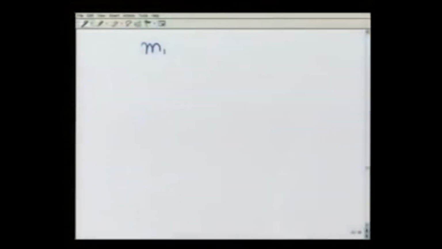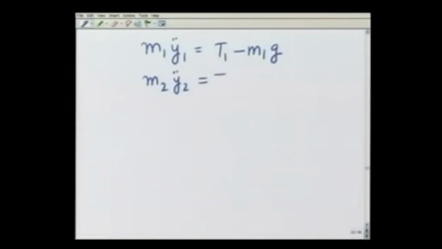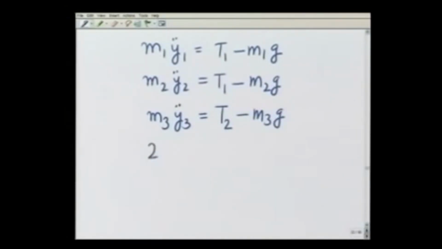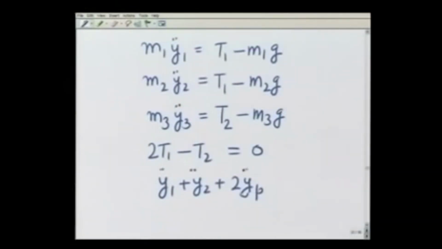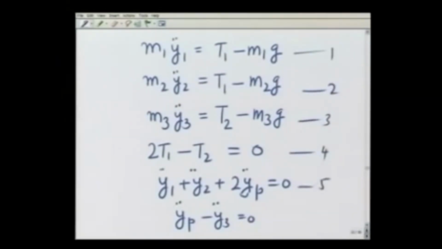The equations are m1 y1 double dot is equal to T1 minus m1 g, m2 y2 double dot equals T1 minus m2 g, m3 y3 double dot equals T2 minus m3 g, 2 T1 minus T2 is equal to 0, y1 double dot plus y2 double dot plus 2 y pulley double dot equals 0, and y pulley double dot minus y3 double dot equal to 0. Equations 1, 2, 3, 4, 5, 6, and 6 variables. I can solve them and get my desired answer.